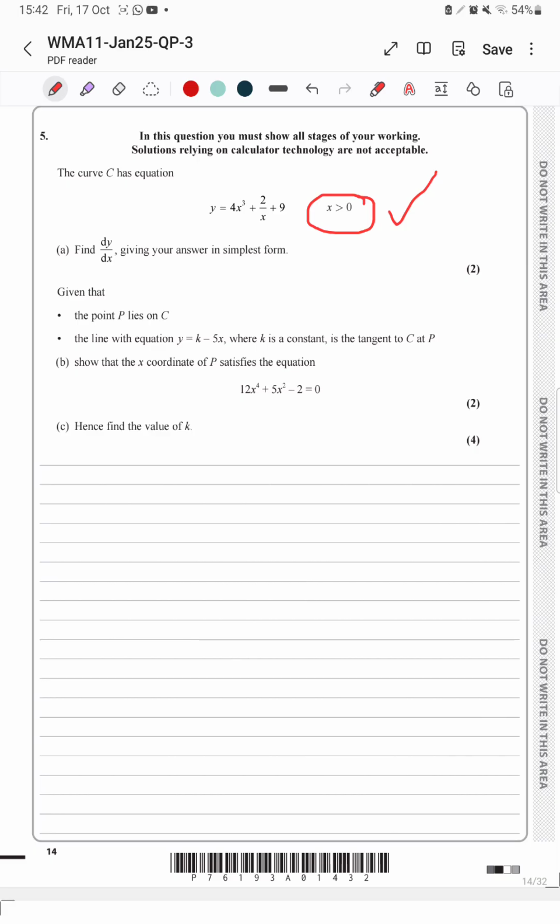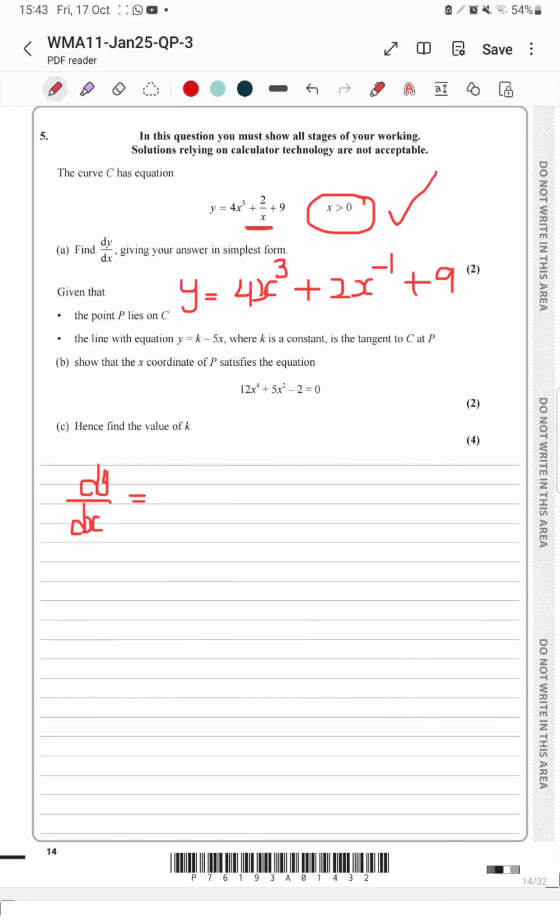Here the first part of this question is very simple. They said find dy by dx, the derivative of y with respect to x, and you have to write it in the most simplified form. But because there is a fraction, just before taking the derivative, you first write down the equation in a proper way: y is equal to 4x cubed plus 2x to the power of negative 1 plus 9. This is a better way to write.